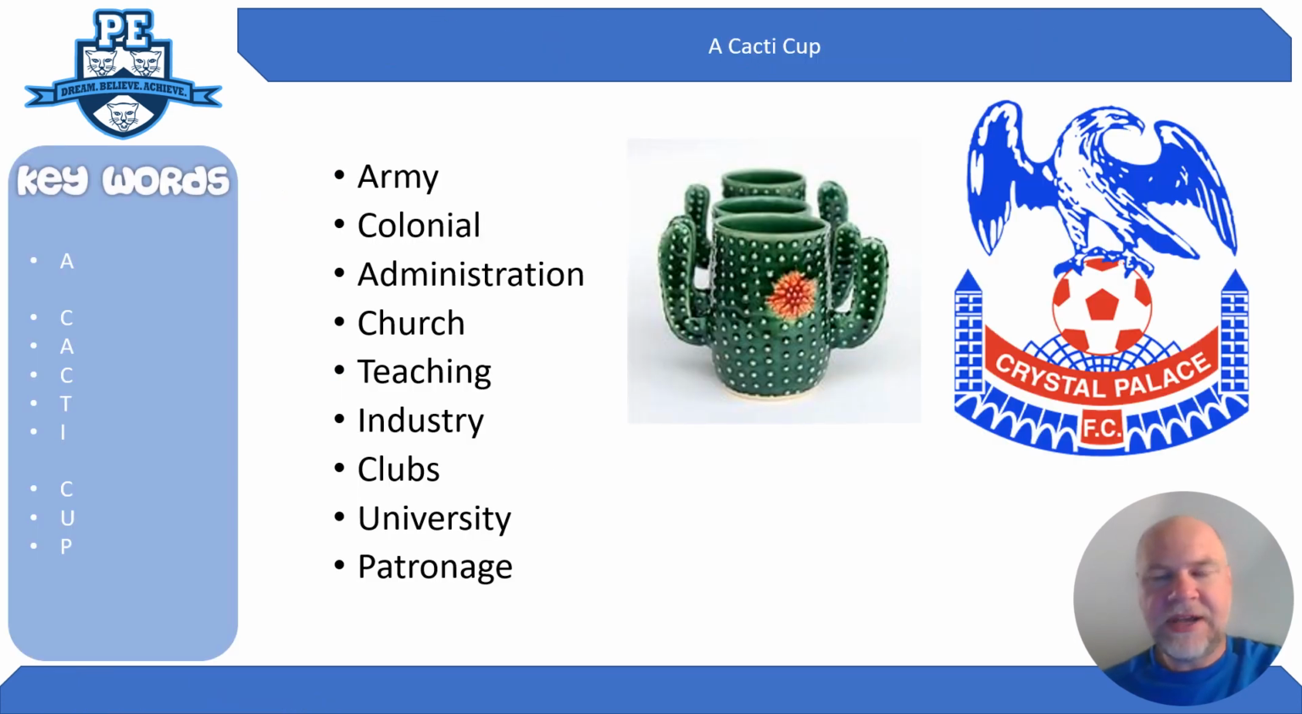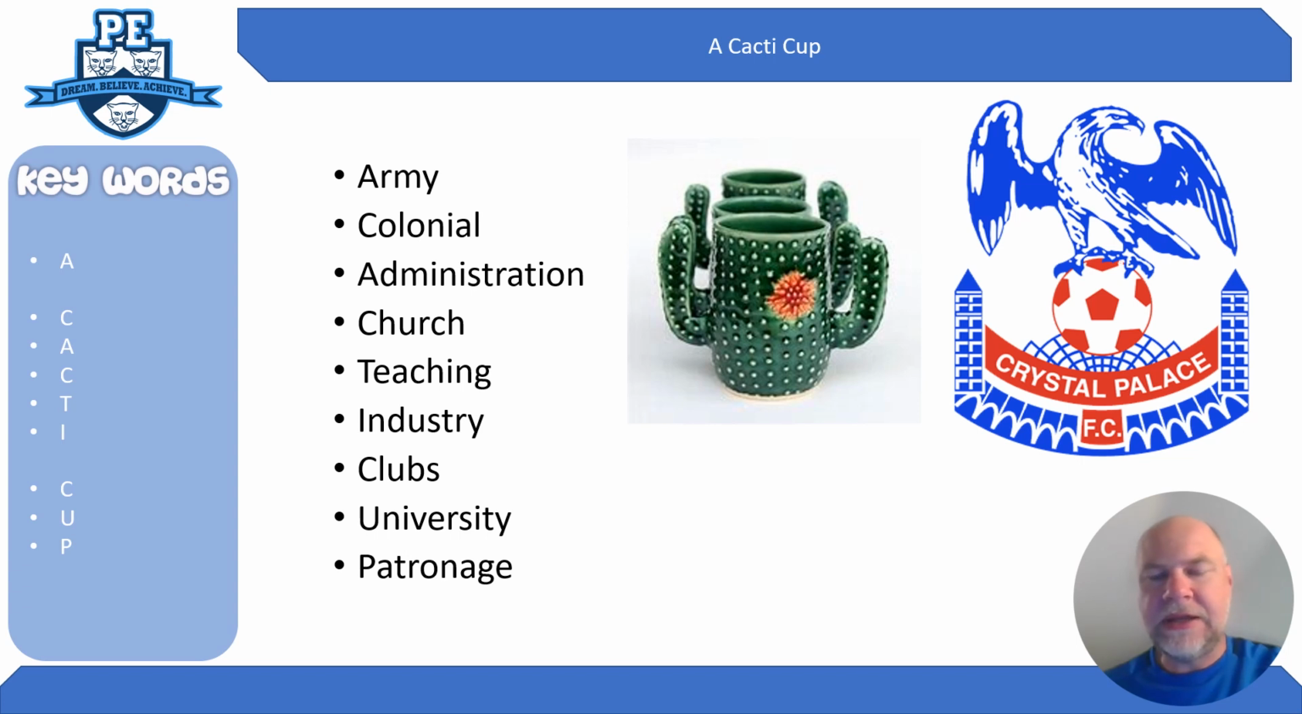So one of the first areas you want to basically be sure about is how sport has been spread, not only across the world, but across Britain throughout the Industrial Revolution and the rationalisation process. An easy way to remember this is an acronym, CACTI-CUP.